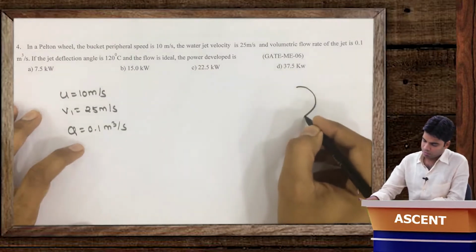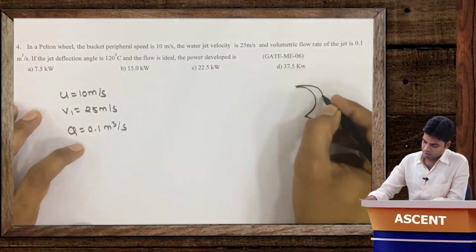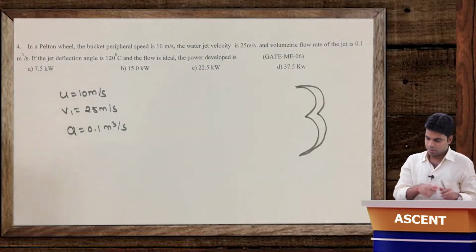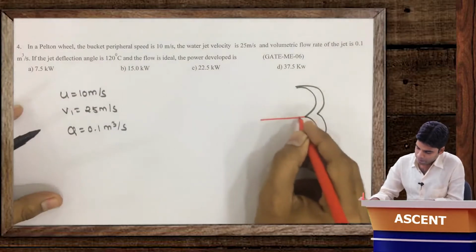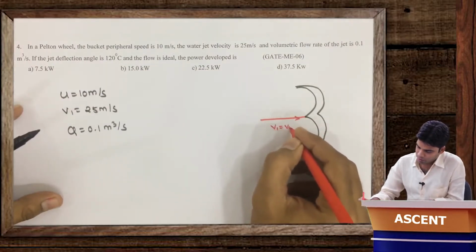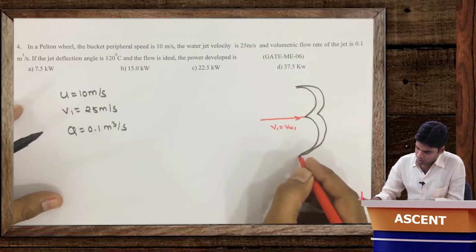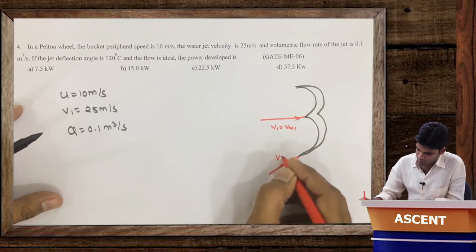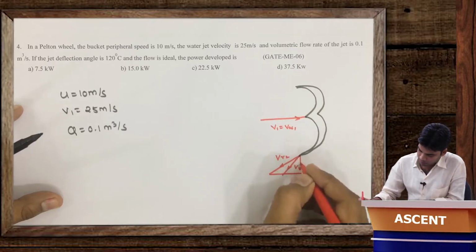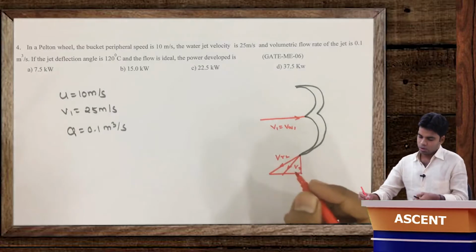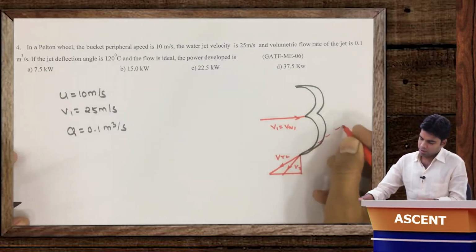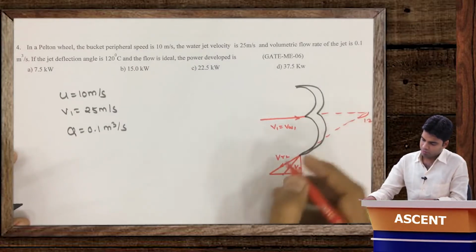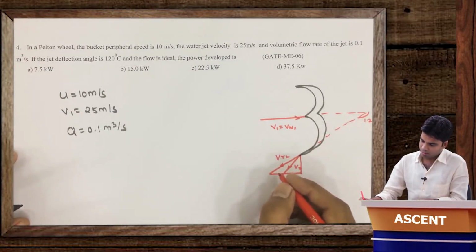Okay, so we have got the Pelton wheel like this. The inlet will be here. So this V1 will be equal to VW1, we have already discussed. The outlet, this is V2, this is VR2, like this. Okay, so the jet deflection angle is 120 degree. That means this angle is given as 120 degree. This angle is the jet deflection angle. So obviously this angle will be 60 degree.